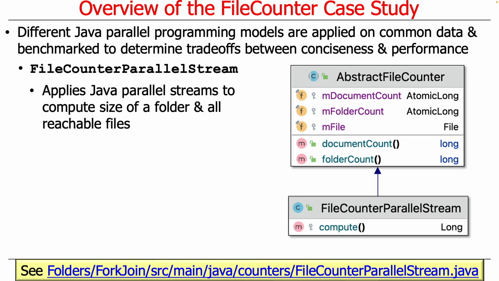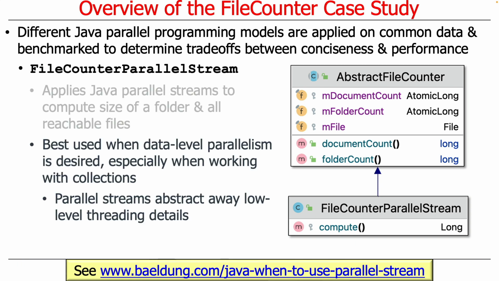And then the third and final approach is the FileCounter parallel stream implementation, which, as you might guess, applies Java parallel streams to compute the size of a folder and all the files that are reachable from that folder. And this approach is best used when we want data level parallelism, working with collections, and we want to abstract away from all the low level details of threading and forking and joining and all that kind of gobbledygook. So this is the approach that is arguably the simplest to program.